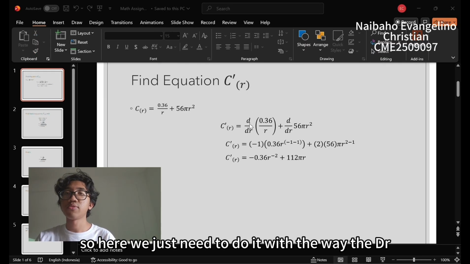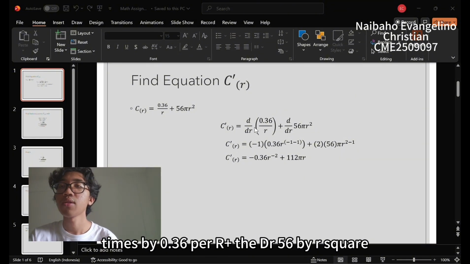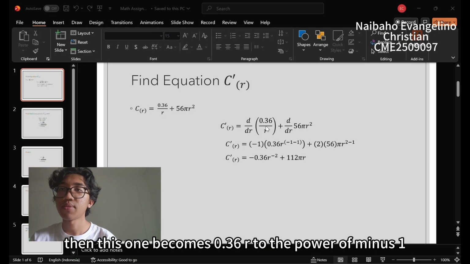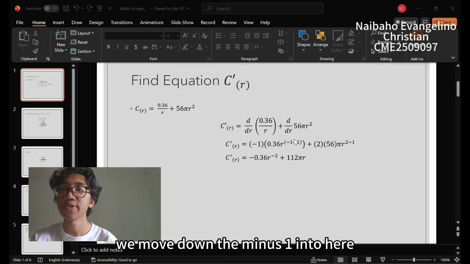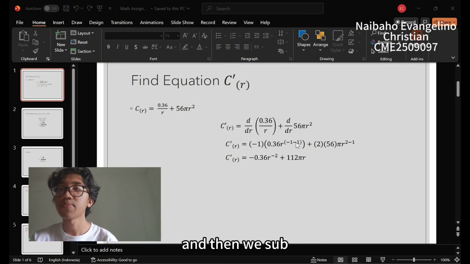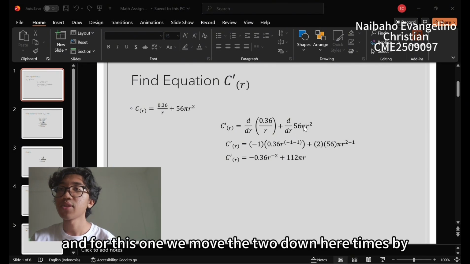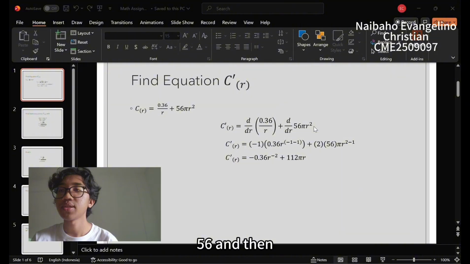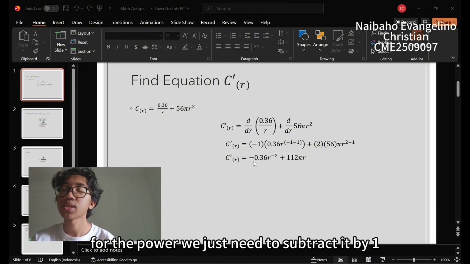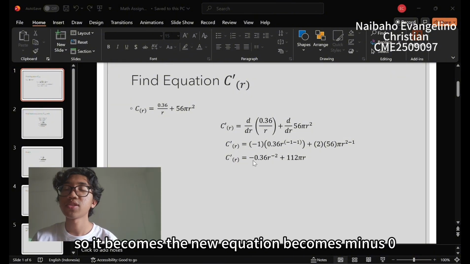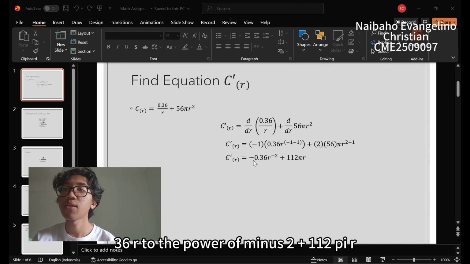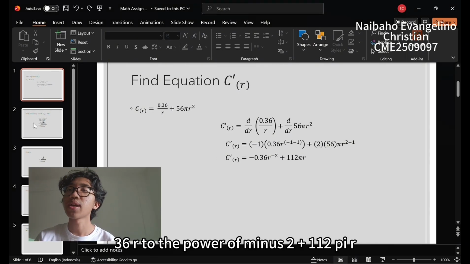So here we just need to differentiate d/dr of 0.36 per r plus d/dr of 56πr². Then this one becomes 0.36 r to the power of minus 1. We move the minus 1 down here, and then we subtract the power by 1. For this one, we move the 2 down here times 56, and for the power we subtract 1. So the new equation becomes minus 0.36 r to the power of minus 2 plus 112πr.